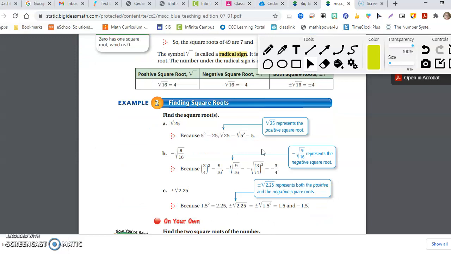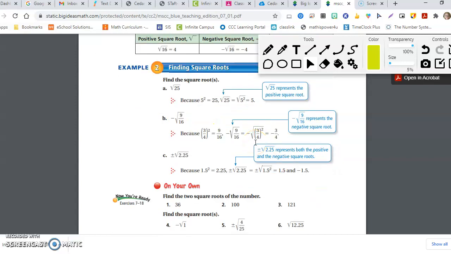Example 2, you can see finding the square roots of all different types of numbers. So just a normal number or like a perfect square. What is the square root of 25? Hopefully you know that 5 times 5 is 25. And so the answer, when you have the square root sign by itself, they're just asking you for what is the positive square root. So that would be just 5.